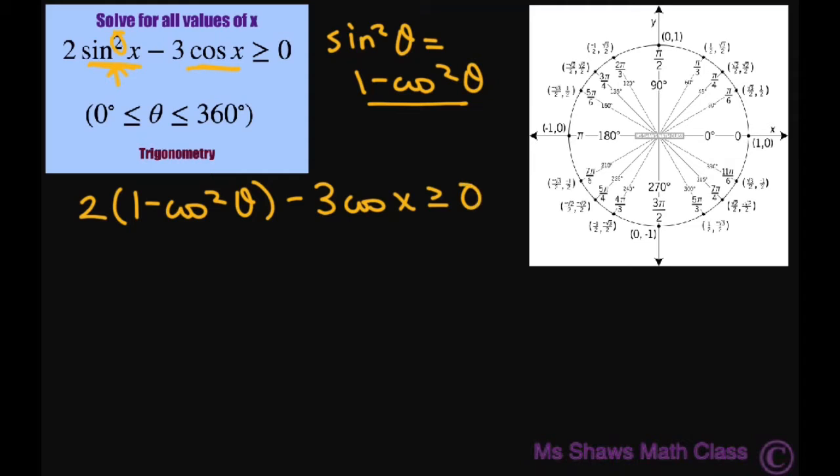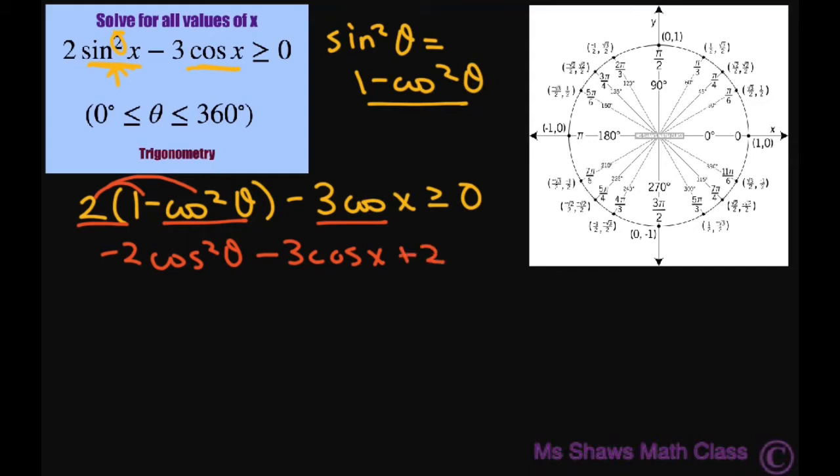Now simplifying this, you distribute that, and then we're going to get negative 2 cosine squared of theta. Then we're going to have this piece minus cosine of x. And for this piece, that's going to be plus 2 is greater than or equal to 0.